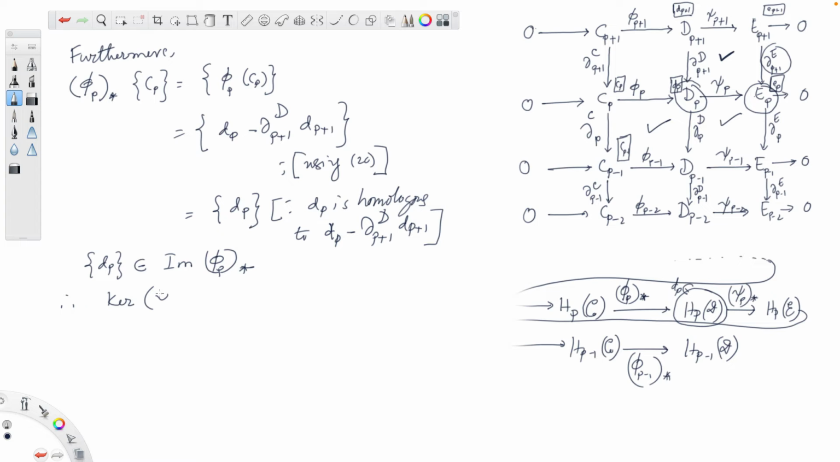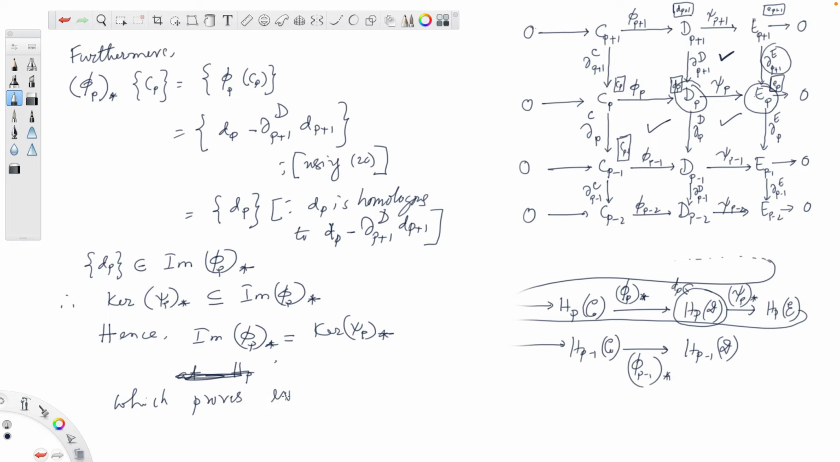Therefore, kernel of psi p star is contained in image of phi p star. So both containments, the one that I proved in the previous segment and this containment, together imply that image of phi p star is equal to kernel of psi p star, which proves the exactness of the homology sequence at HP of D. So that was the proof we do in step 3.